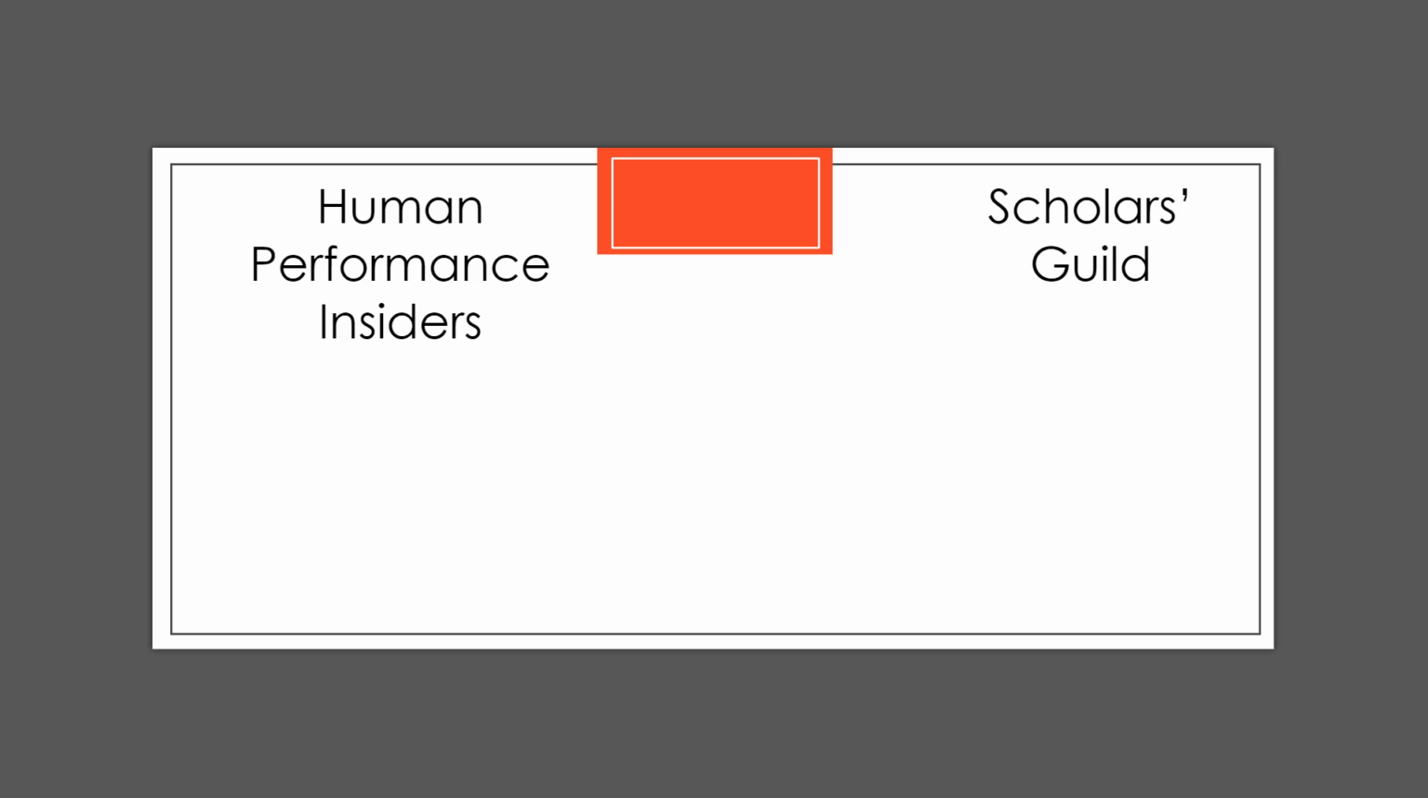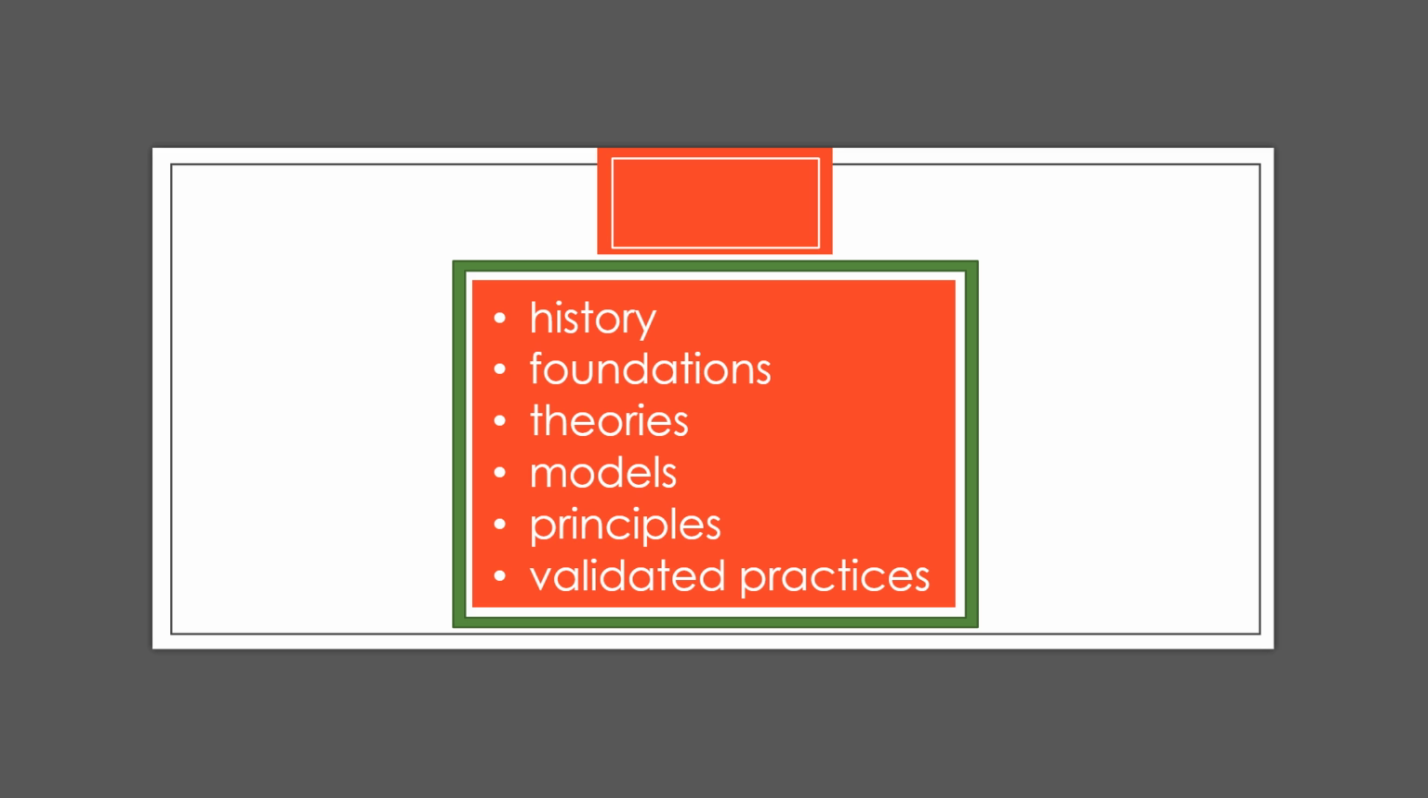To help facilitate this, Human Performance Technology Insiders proposed the creation of a Scholars Guild to serve the sole purpose of preserving, guiding, and growing the knowledge base of the field of human performance technology, including its history, foundations, theories, models, principles, and validated practices. If human performance technology cannot be clearly defined, how are we to apply this concept to the learning environment?